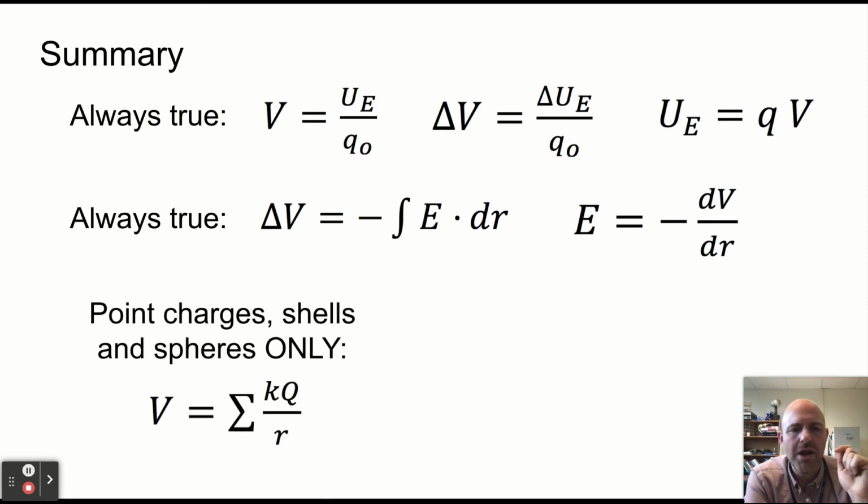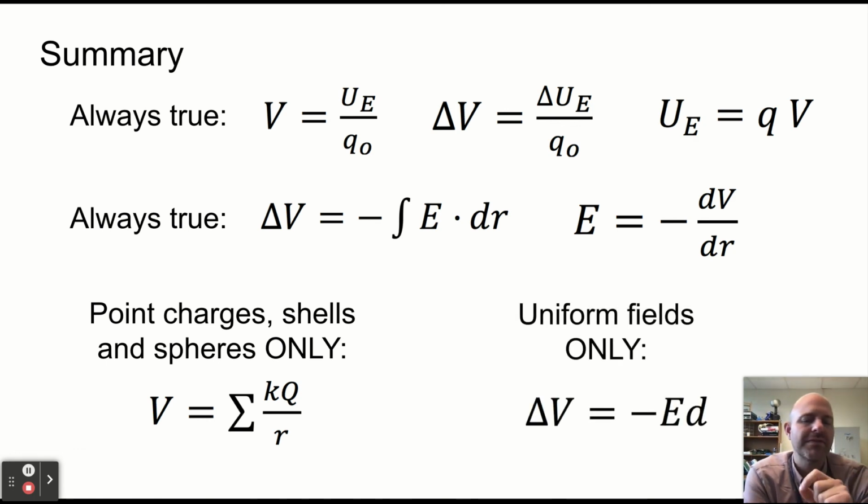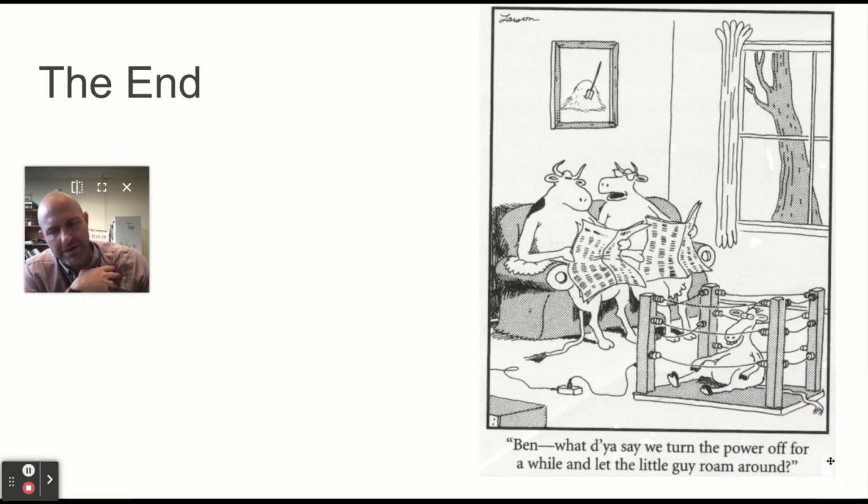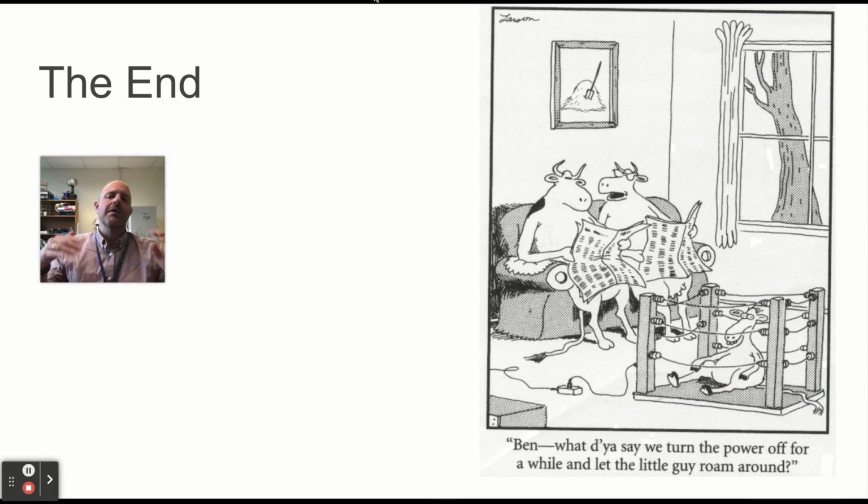On the other hand, it is only true that you can do this kq over r and add up the effects for point charges, shells, and spheres. And you can only use this delta V is equal to negative E d for a uniform field. So we've got a uniform only, a point charge only, and then we've got several different relationships. I mean, I would say really kind of 2 main ones that are always true. So when we're dealing with the electric field and talking about electric potential, we can find one and then use what we know about the physical setup to find the other. That's a pretty common thing we do.